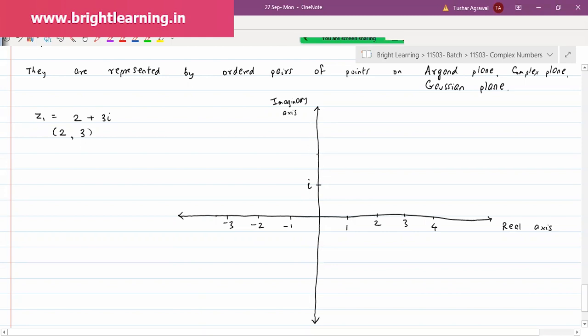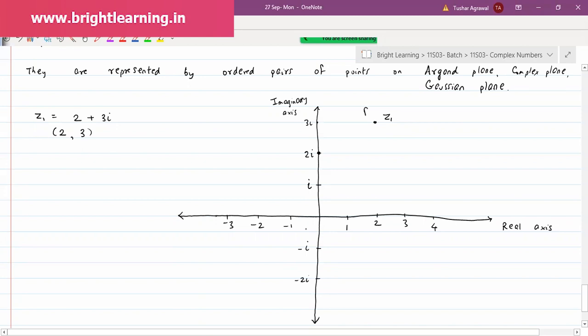This point: the real part, x coordinate, is 0, and the imaginary axis coordinate is positive 2. So 0 plus 2 times i. So this will be 2i. This is 3i and so on. Here it will be minus i. This point is minus 2i and so on. So 2 plus 3i, z1, how will it look? z1 will be over here. This will be my z1.